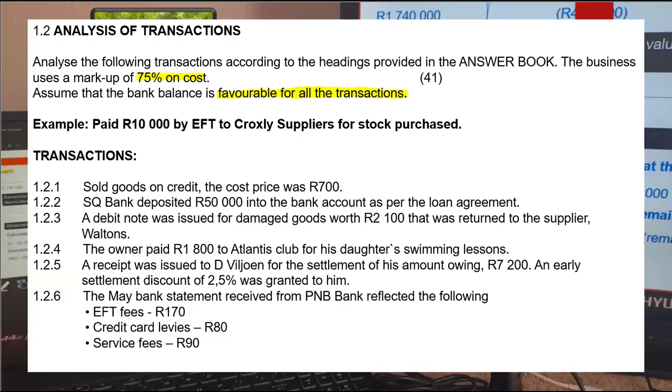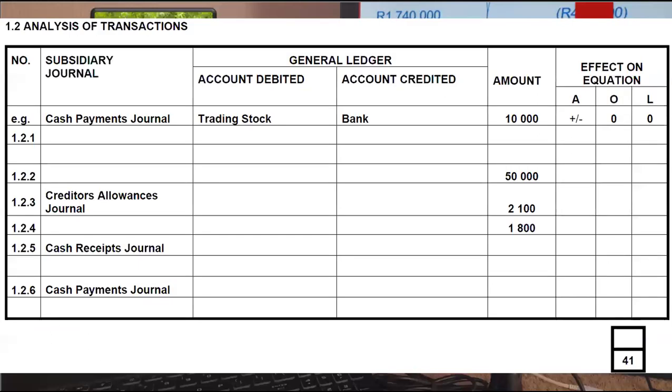For that one, bank will be affected, trading stock will also be affected. Both of those are your assets, and that'll affect A in your accounting equation. That transaction will be recorded in the cash payments journal as they indicated here. You will increase trading stock because you bought trading stock. You will decrease bank because money is going out of your bank account. Both of them are assets. That is why under assets you have plus minus. Owners equity will not be affected and liability will also not be affected.